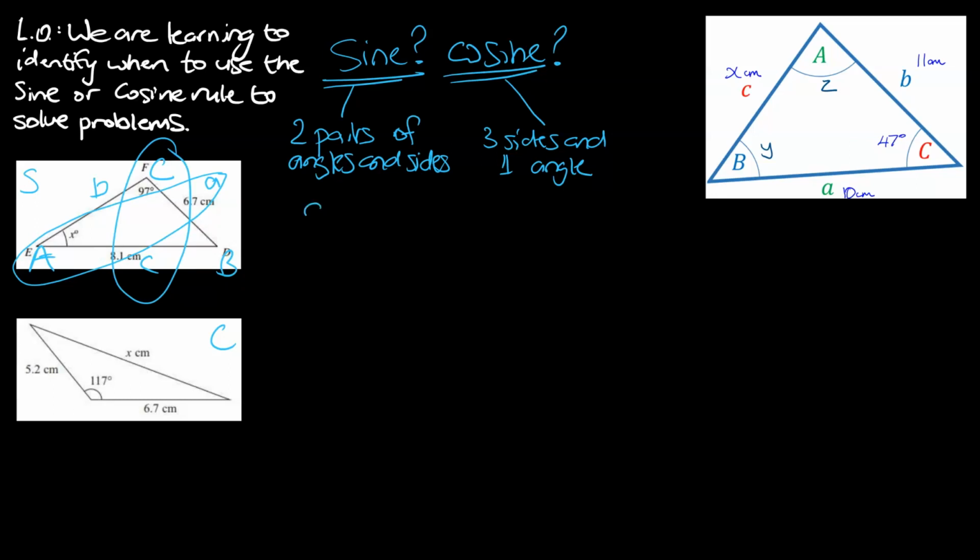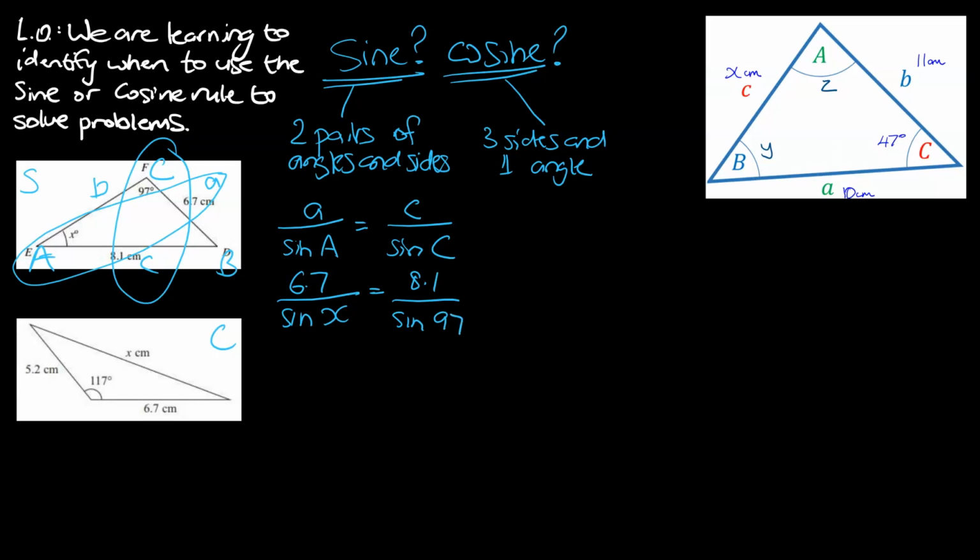We're going to have a divided by sine big A, equal to c divided by sine big C. From there, we start substituting in what we know. Little a is 6.7, so that's going to be 6.7 divided by sine big A, which is the unknown variable x, what we're trying to determine. We then do the same for C: that's going to be 8.1 divided by sine 97.